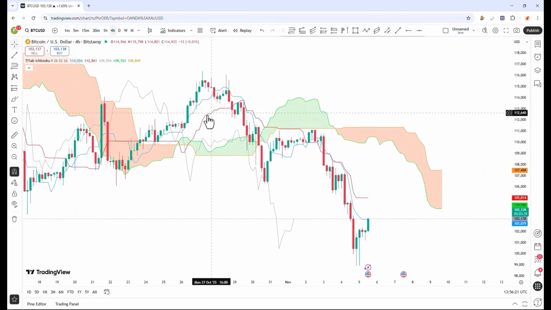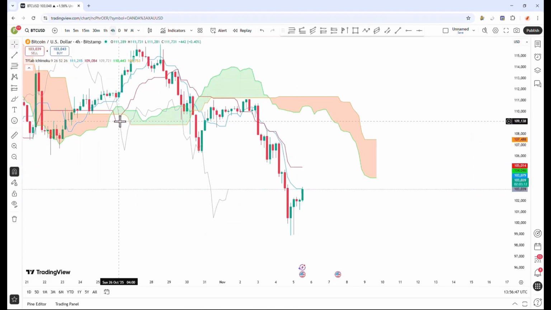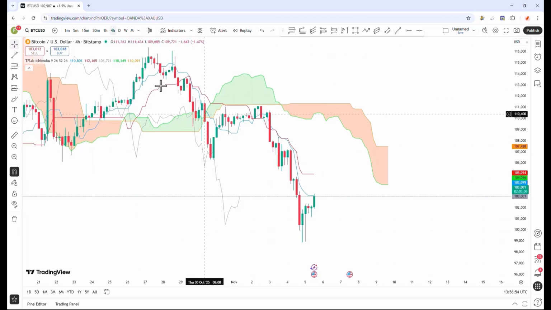The Kijun Sen line is considered to be a medium-term indicator and acts as the baseline, representing the main trend direction in the market and showing us the important support and resistance levels that can help guide trading decisions. The slope of this line signals a strong trend, and when the line flattens, it indicates a ranging market.